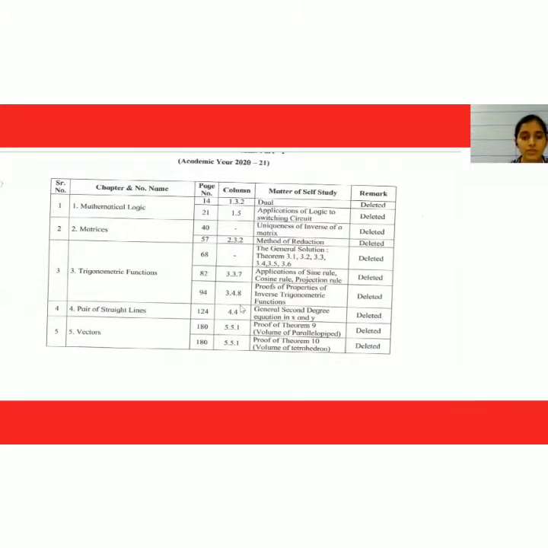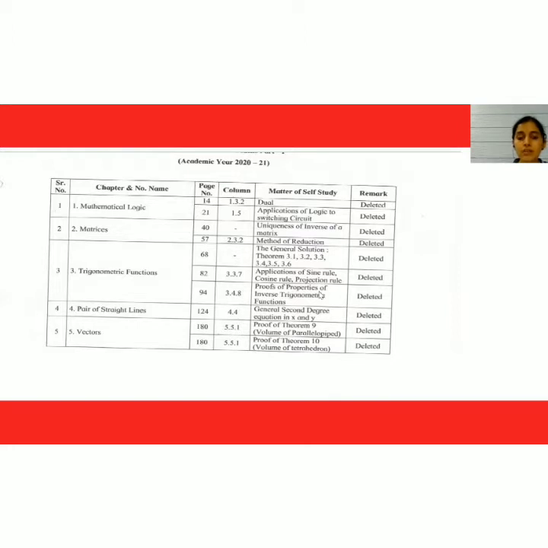Now in trigonometric functions, there are 3 pages which they've mentioned: 68, 82 and 94. Amongst which 68 says the general solution theorems 3.1, 3.2 up to 3.6 are deleted. So there are proofs to the theorems of trigonometric, inverse trigonometric functions. Those are deleted. Then application of sine rule, cosine rule and projection rule is deleted. And proofs of properties of inverse trigonometric functions is deleted. It says proofs of properties. It means proofs are not to be studied, but properties are to be known.